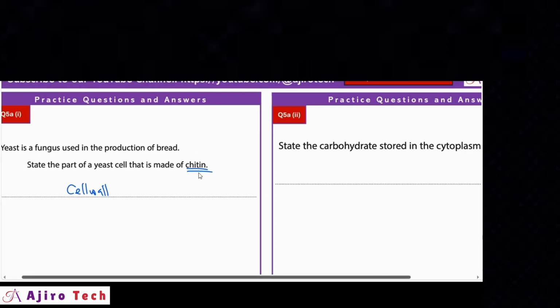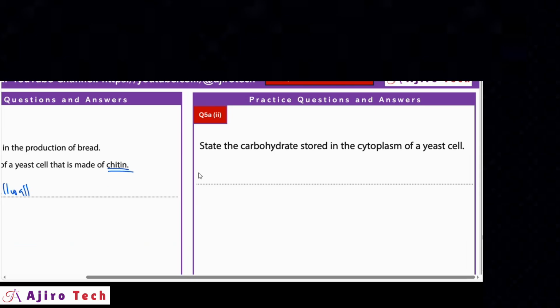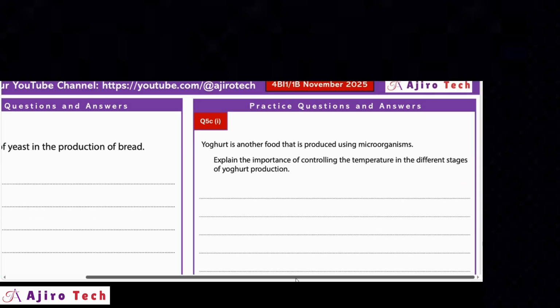Question 5A, Roman 2. State the carbohydrate stored in the cytoplasm of yeast cell. Fungi resemble animal cells here, because animal cells store their carbohydrates as glycogen, while plants store their sugar as starch. So fungi and animal cells store carbohydrates as glycogen. So glycogen is the answer. Let's move to the next question.